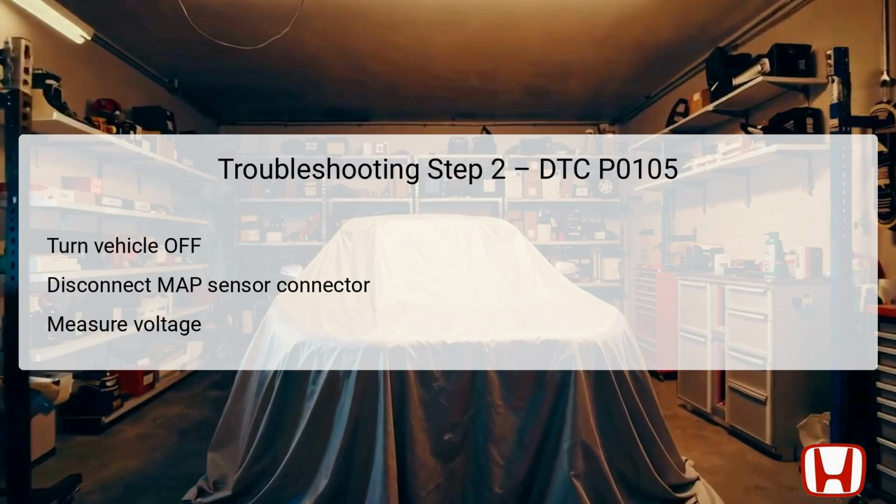In this step, begin by turning the vehicle to the off-lock mode to safely work on the electrical components. The next critical action is to disconnect the MAP sensor's 3P connector. This disconnection is necessary to isolate the sensor from the rest of the system for accurate voltage measurement. Once the connector is removed, turn the vehicle back to the on mode without starting the engine.